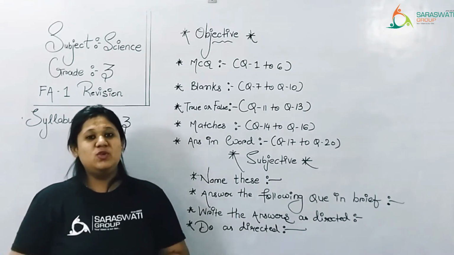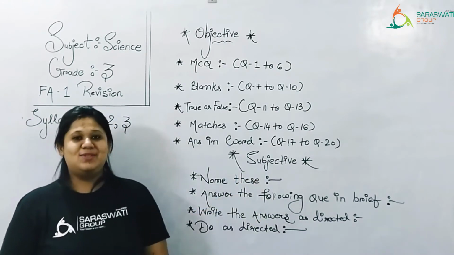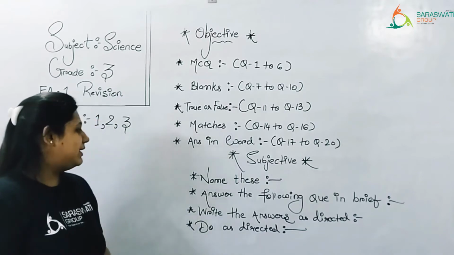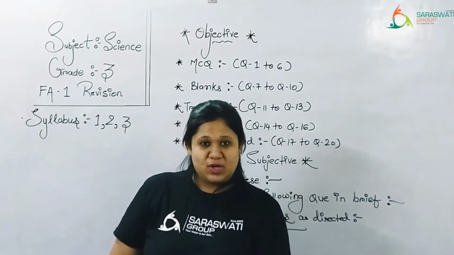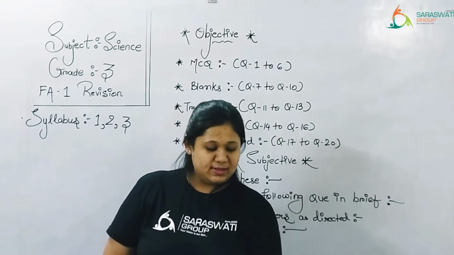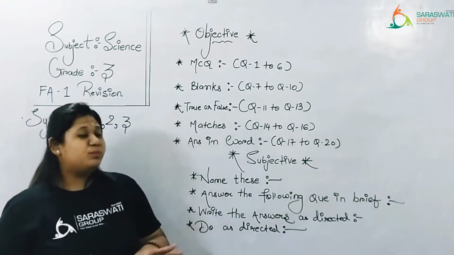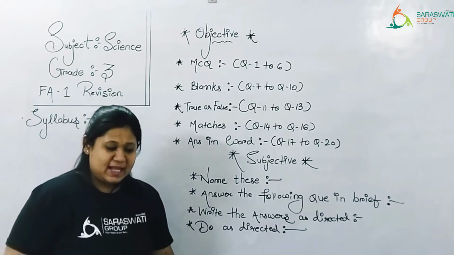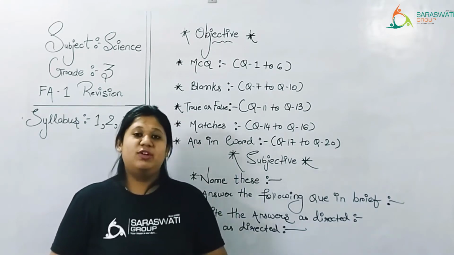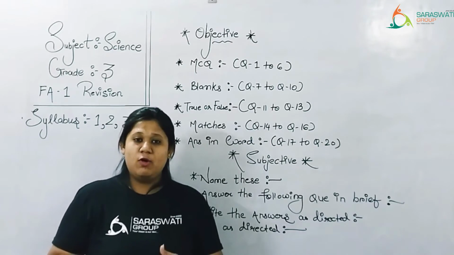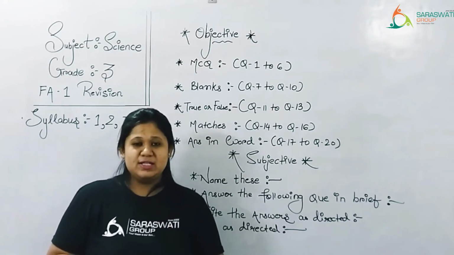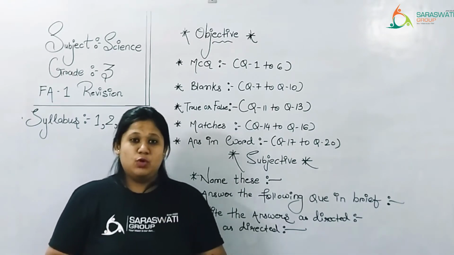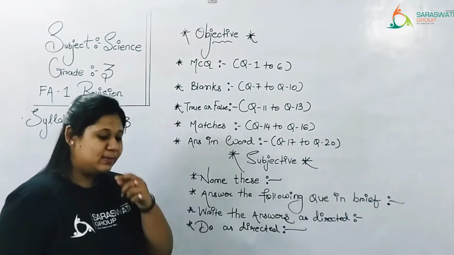Now let me explain all the things regarding subjective, okay? In subjective, question number 1 is name this. There are 4 questions asked by me, whatever it is, like the green colored substance of a leaf. It is a kind of answer in one word only, right? So there are 4 questions asked by me in that, okay?